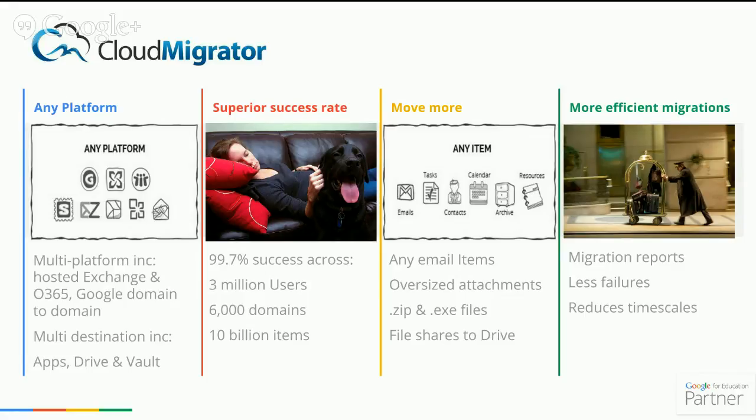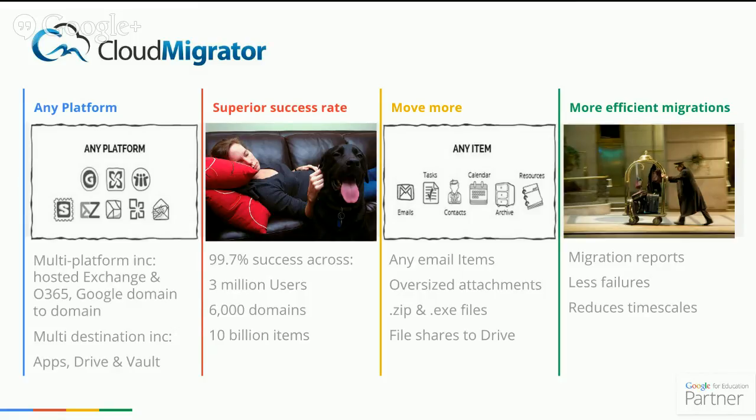We also provide those at an organizational level. So again, you can make sure that everything's been moved over that you expected it to be. Because we migrate more, there are fewer failures as well. We can handle more complex file types. We can handle oversized attachments. We move more, so you're going to get fewer failures. We're going to come up against fewer problems in the migration process.